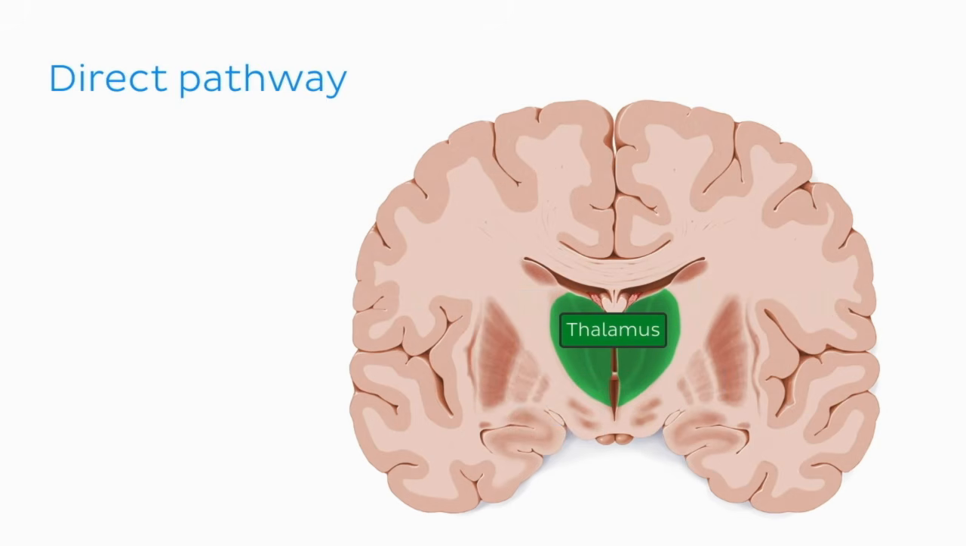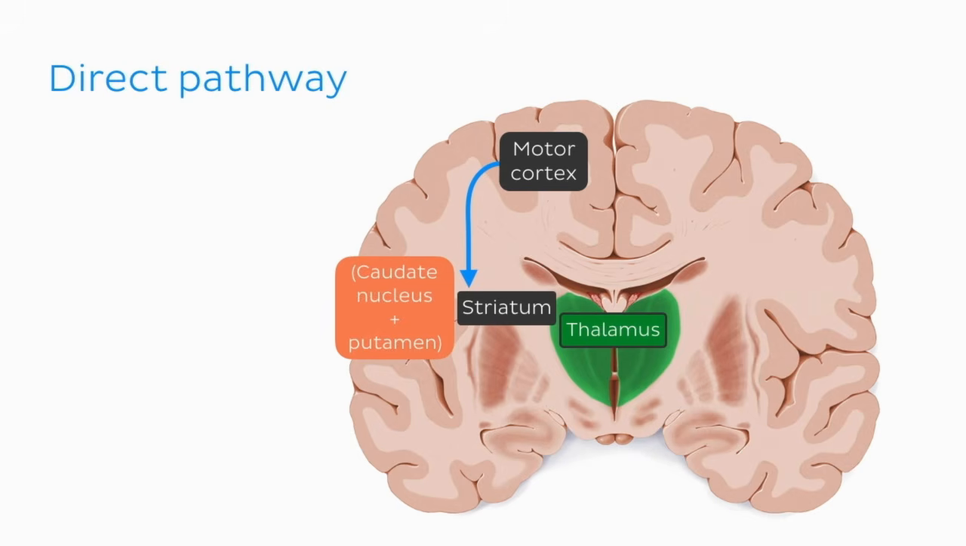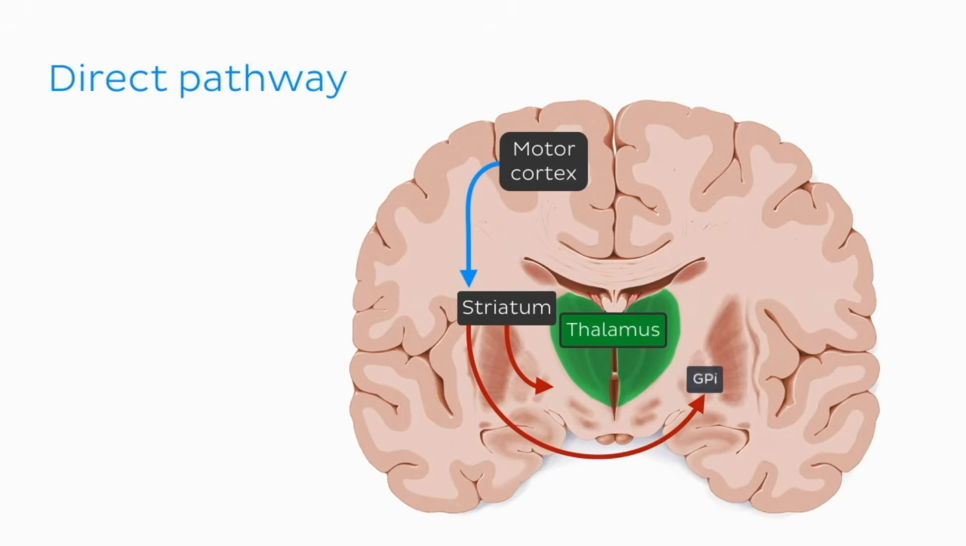As we can see, a signal is initiated in the motor cortex. This signal acts to stimulate the striatum, which, if you remember, is the collective name for the caudate nucleus and the putamen. When stimulated, the neurons of the striatum have an inhibitory effect on the internal globus pallidus and a part of the substantia nigra known as the pars reticulata, abbreviated as SNR on our diagram. Since we're talking about inhibition, it's the GABA neurotransmitter that is at work here.